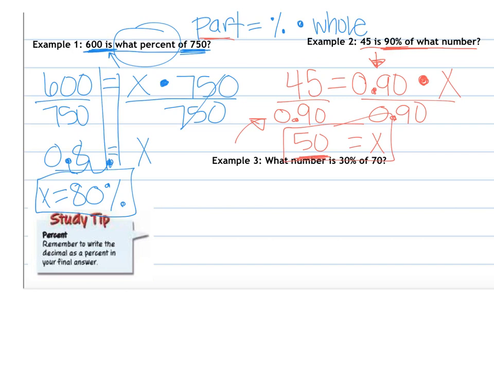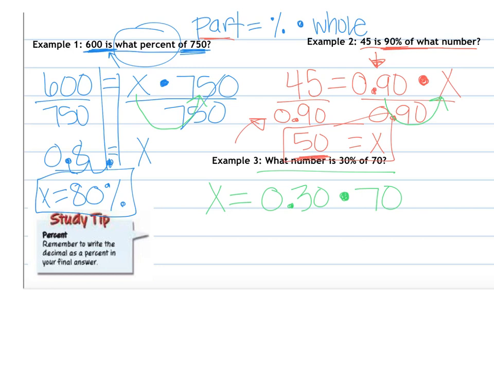All right, last example for equation. What number is 30% of 70? So we have what number is, so we don't know what our part is going to be. We know 30%, so we change it to 0.30, and then we multiply it times 70 because I'm taking 30% of 70. Here I'm taking 90% of this number. Here I'm taking x percent of 750. So that's how we think of it when we set it up in the equation.